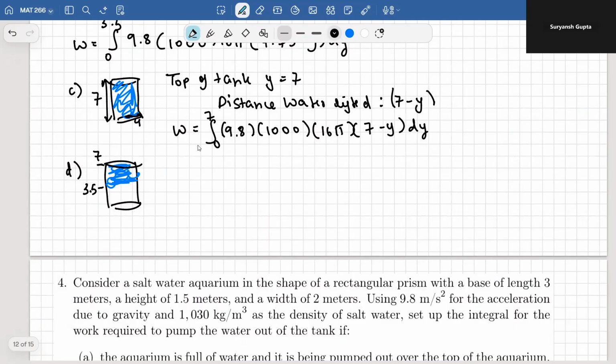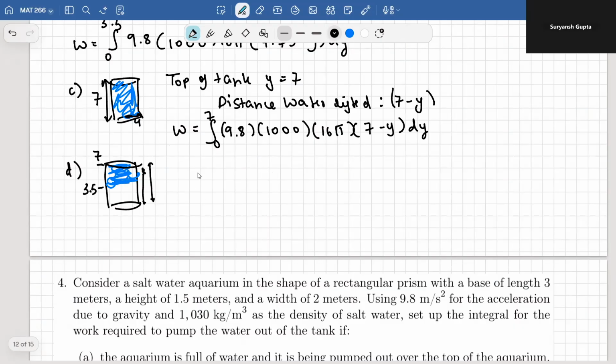Again, the distance the water is lifted is still 7 minus y, because I can have y here and I'm lifting it from here. So I still need to subtract y from it. The tank is still full, but I'm only worried about the top half part of it.